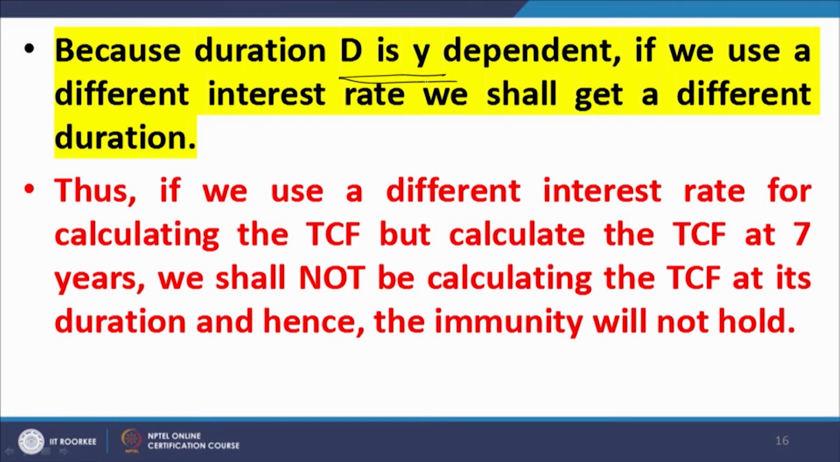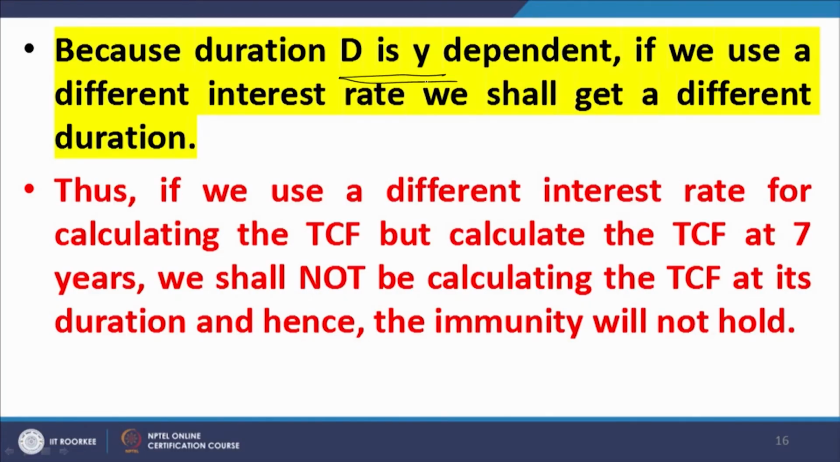For example, if you are calculating the total cash flow at a rate of 11% or 12% or 15%, then the duration corresponding to this 11%, 12% or 15% will not be 7 years. So, if you are calculating cash flow for 7 years using interest rates of 11%, 12% or 15%, you are not calculating those total cash flows at the duration corresponding to the interest rates that you are using for calculating the total cash flows. You have to try to understand that this has to be compatible.